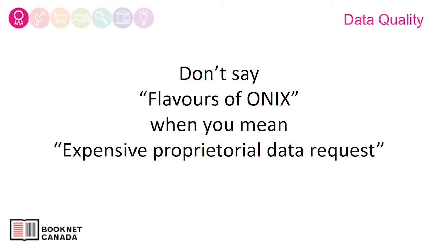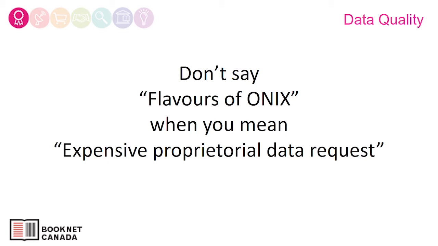Don't say Flavours of ONIX when you mean expensive proprietary data request. Naming matters because you need to name the problem accurately to solve it. That's the focus of the BABOK Guide, naming and subdividing, patterns and processes, to improve business and its functions. Saying Flavours of ONIX blames a metadata standard for the industry practice of implementing other companies' requests or basing their ingestion entirely on what's given to them.